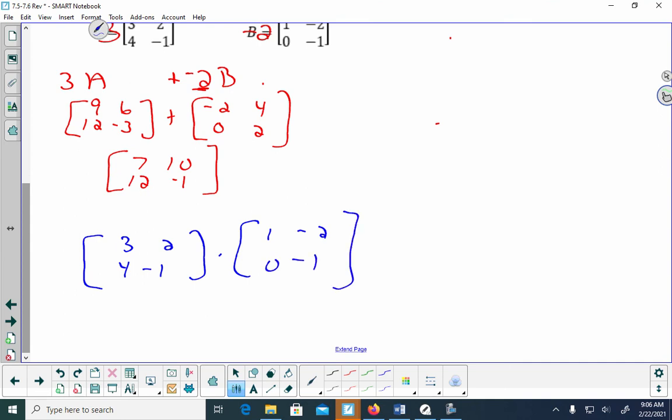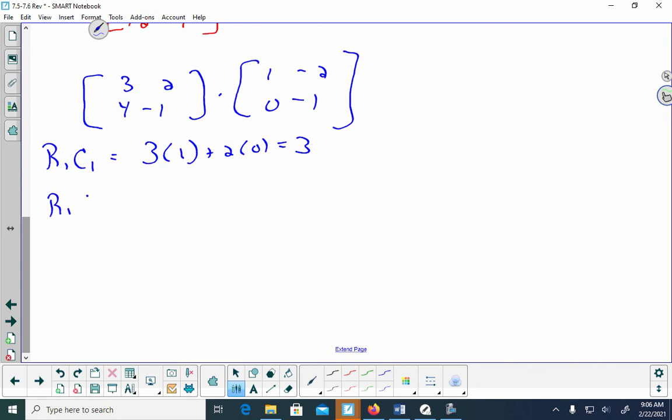So I am going to do row 1 times column 1. I'm taking 3 times 1 plus 2 times 0, and I am going to get 3. Row 1, column 2, I'm going to take 3 times negative 2 plus 2 times negative 1, so that's negative 6 plus a negative 2, which will be negative 8.